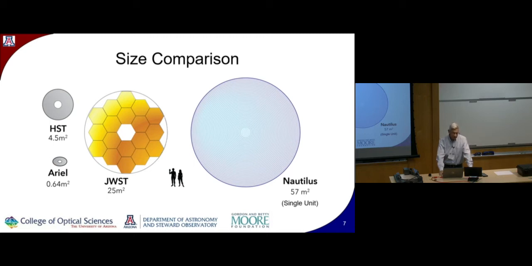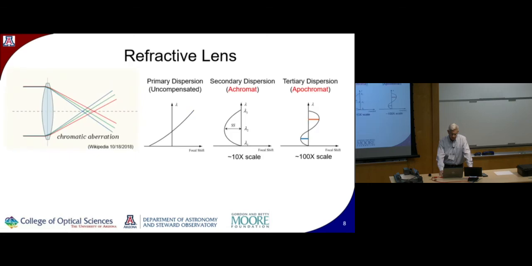The one on the upper left is the Hubble, HST. Ariel is, I believe, an EU system for looking at exoplanet transients. JWST there, and the Nautilus array for a single unit, 57 square meters.